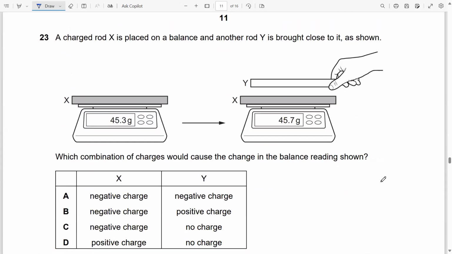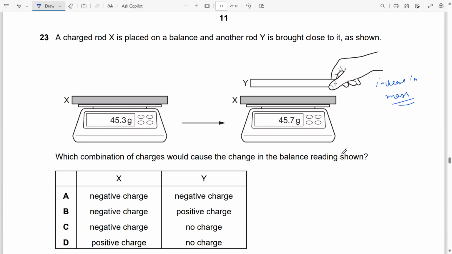Question 23. The rod X is placed on a balance and another rod Y is brought close to it. Which combination of charges would cause a change in the balance reading shown? So we can see earlier it was 45.3 and now 45.7. So there is increase in weight or mass. And this is only possible if additional force is acting.